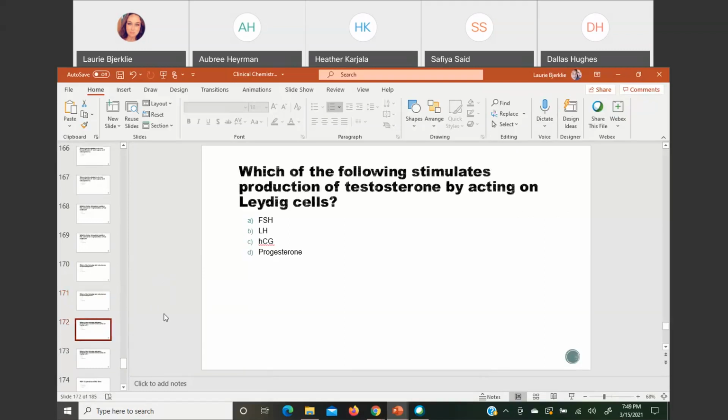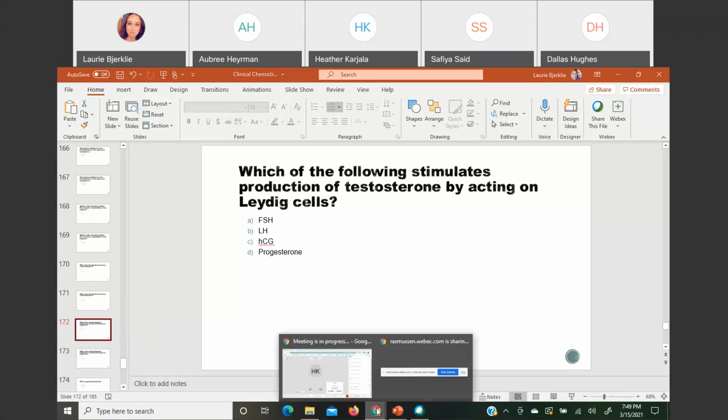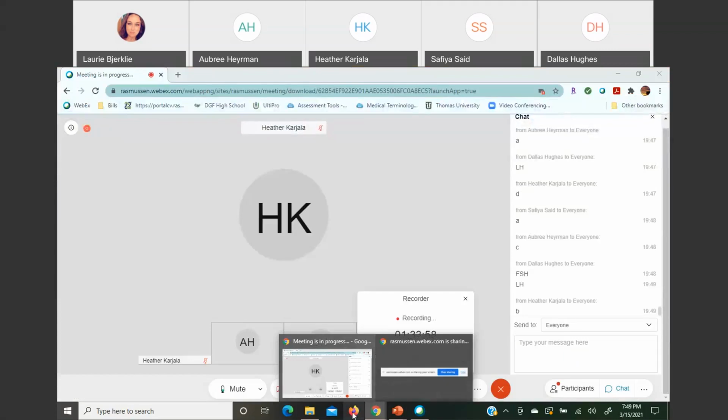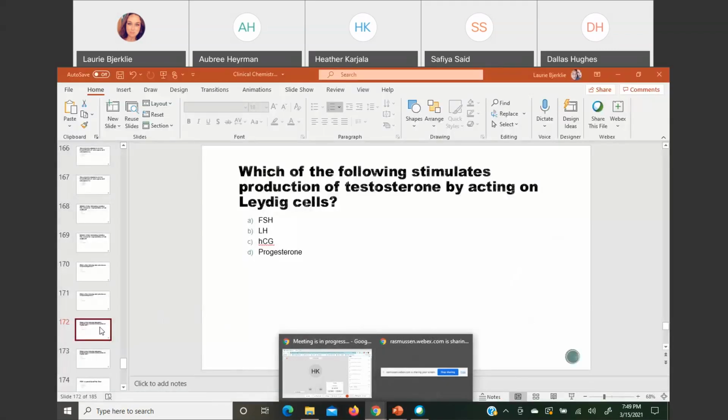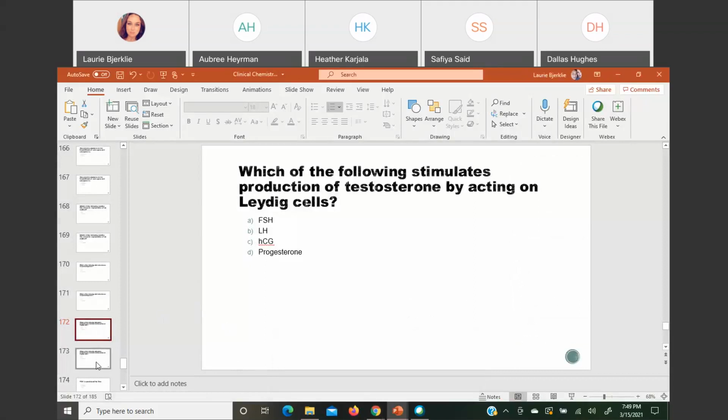All right, which of the following stimulates production of testosterone by acting on the Leydig cells? I don't know how you say that word, but I always like to say Leydig. This one's a little nicer when they include the cell name because we can put the L's together. So yes, luteinizing hormone will help make testosterone from those Leydig cells, L for L. If they don't include the cell name in there, you still got to remember that LH does help make testosterone.